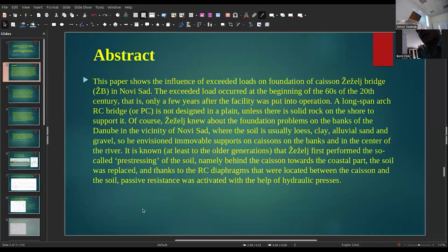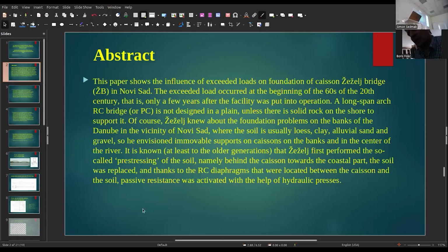A long-span arch RC bridge or PC bridge is not designed on a plain unless there is solid rock and the shoulder supported. Of course, Žeželj knew about the foundation problem on the banks of the Danube in the vicinity of Novi Sad, where the soil is usually loose clay, alluvial sand, and gravel, so he envisioned an immovable support or caisson on the bank and in the center of the river.